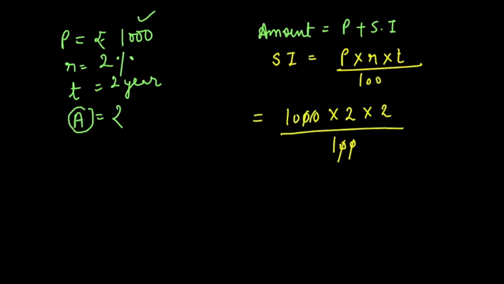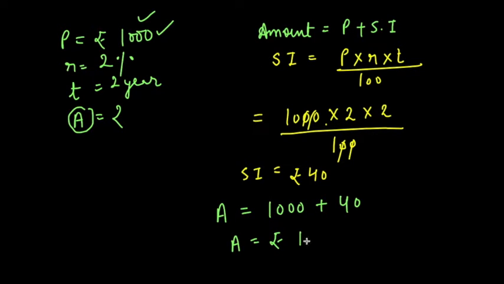I can cancel these two zeros. 2 2s are 4. 4 into 10 means rupees 40. So simple interest has come 40 rupees. It means the customer who has taken 1000 rupees from the bank will now return how much? Amount is equal to principal, 1000, plus simple interest, which is 40, which gives you 1040 rupees. So you see, whatever you have taken, you return more than that. 1000 is a very small amount which we don't take from the bank. This is just to explain with an example.